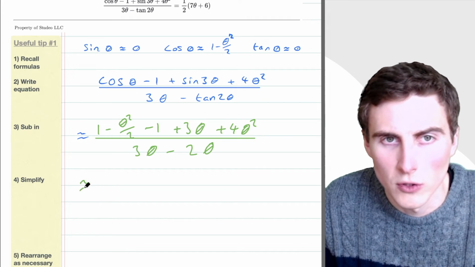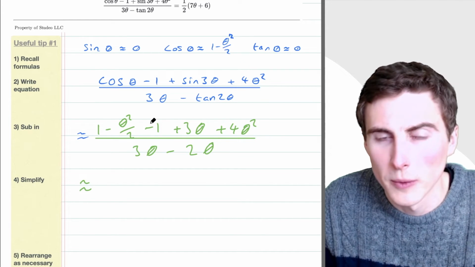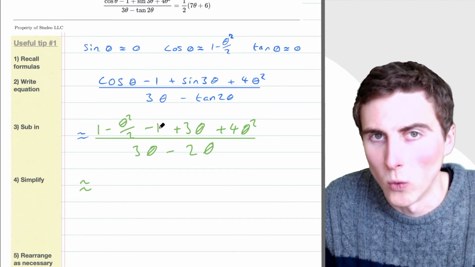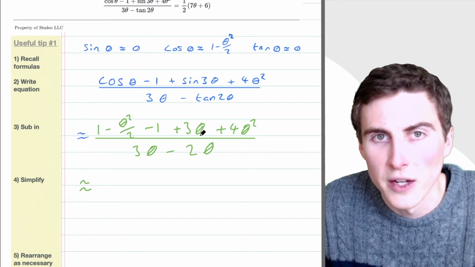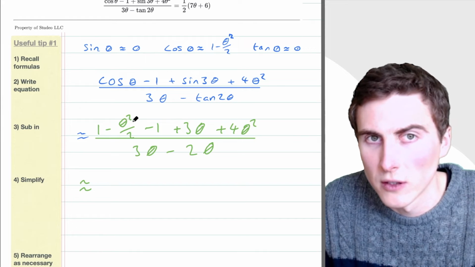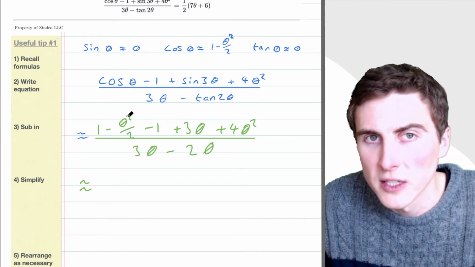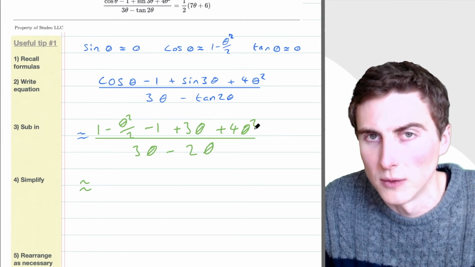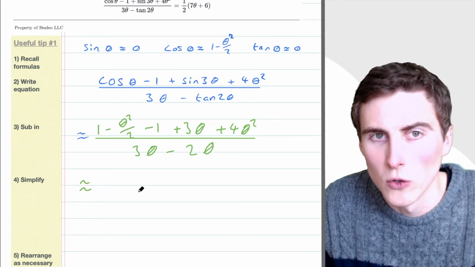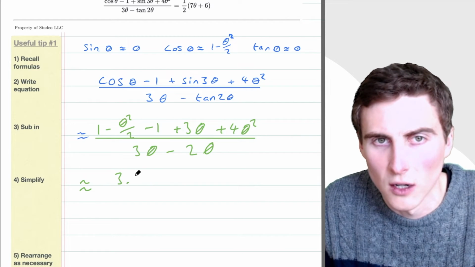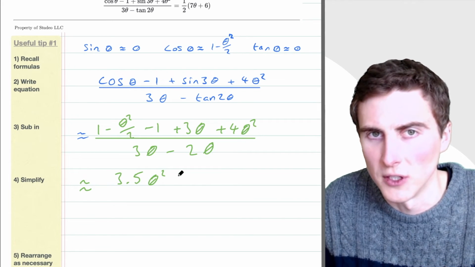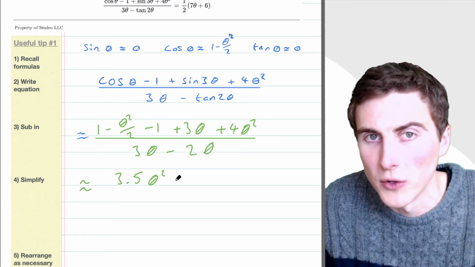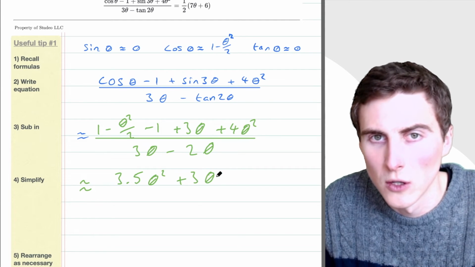So I have this little approximate symbol again. On the top, we have 1, take away 1. These are the only integers we have. 1 minus 1, 0, so they cancel out. Then for the theta squareds, I have minus theta squared over 2 plus 4 theta squared. So in total, that gives me 3.5 theta squared on top. 4 theta squared minus theta squared over 2, 3.5 theta squared. And then for my thetas, I only have 3 theta. So that's that.